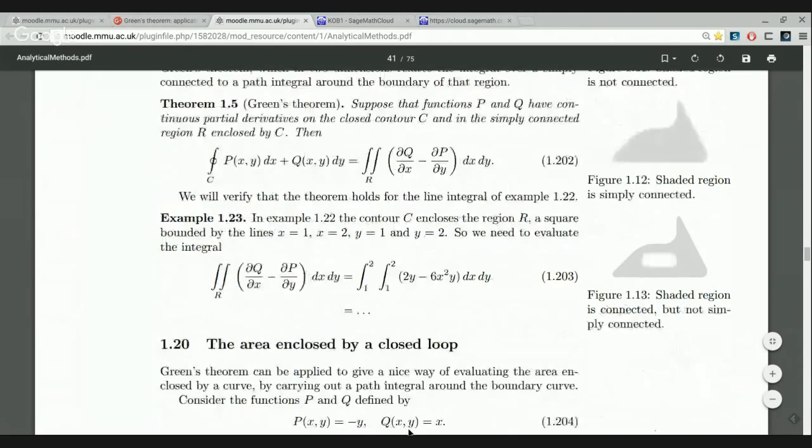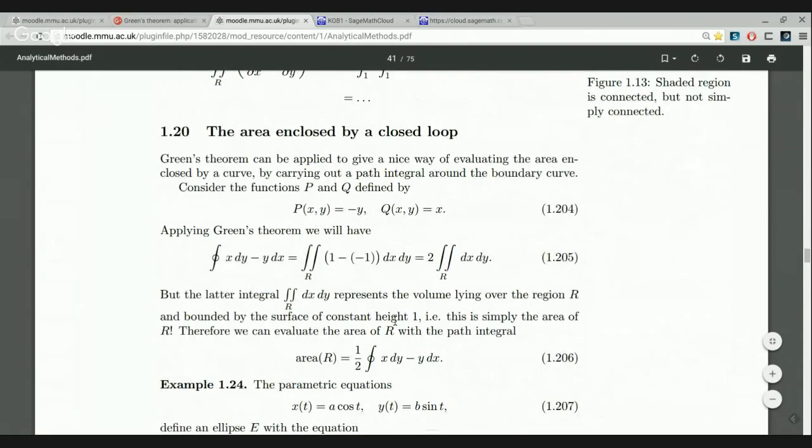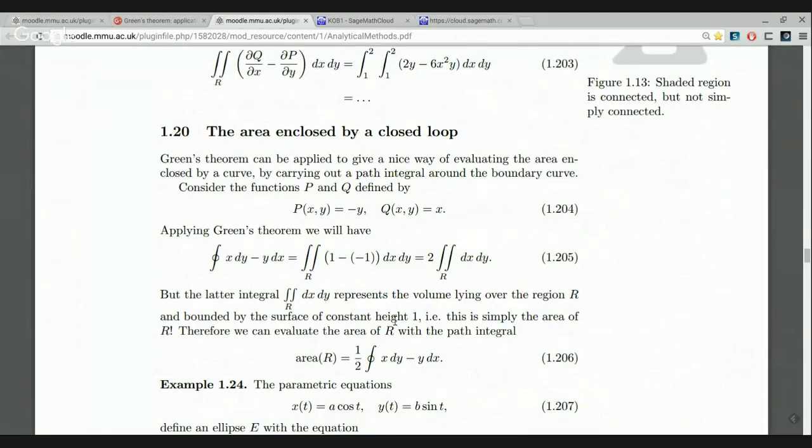Now, one example of this, if we choose very specific P and Q, and there are a number of ways of doing this, this is just one way. So we choose some quite simple P and Q functions. P of x, y is just minus y, Q of x, y is simply x. Then what Green's theorem says is that integrating that linear differential form around the boundary curve C is equal to twice the double integral over the region of dx dy. So on the right-hand side, the integrand is just the constant 1.